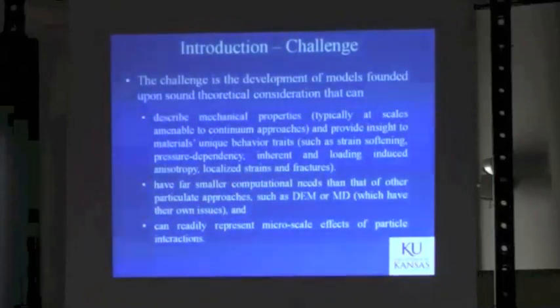And also we want these models to have far smaller computational needs than other particulate approaches like DEM or MD, which I think the practitioners of DEM and MD know the issues that plague those approaches, and there are plenty. We can talk about it for a long time. But we want these continuum models to represent the microscale effects of particle interactions.